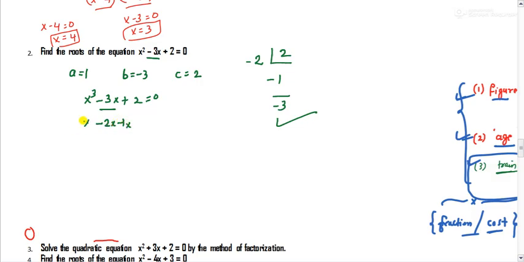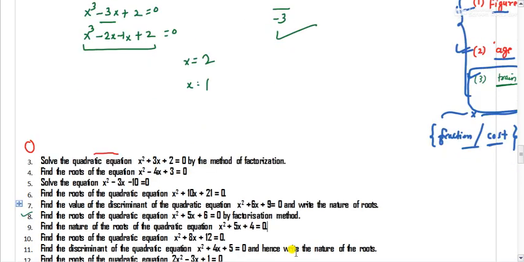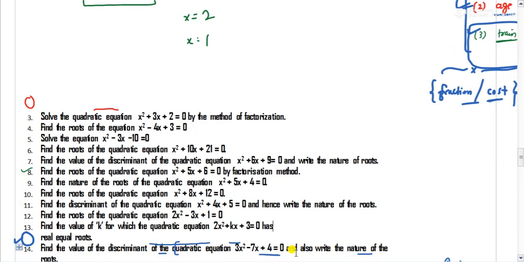I'll not solve this problem. If you know till here, you can solve it, right? I'm telling you the answer directly. The answer will be 2 and 1. You can try it later. Are you getting it? I'm going a little faster because our target is word problems.